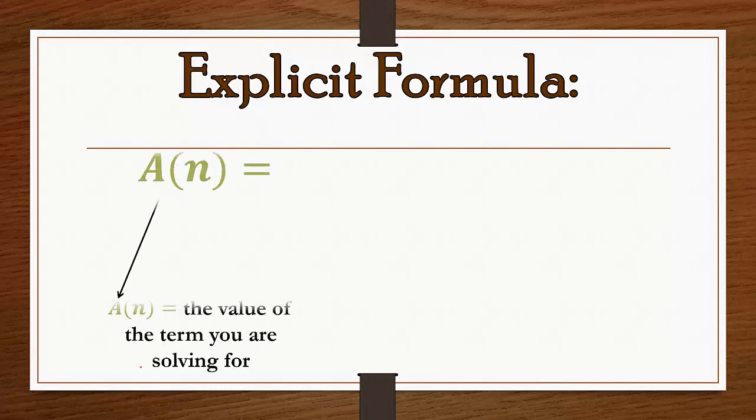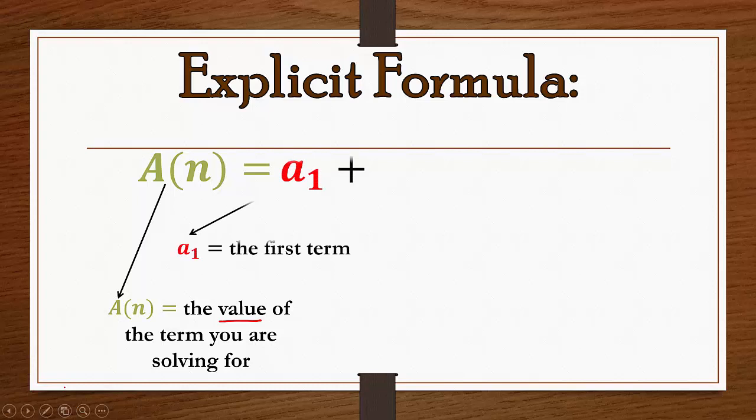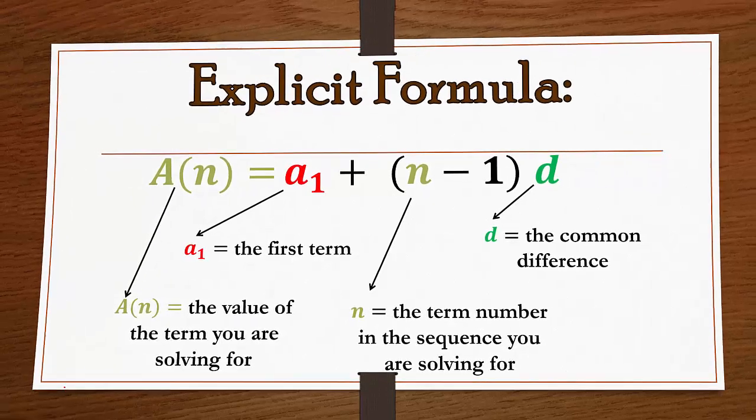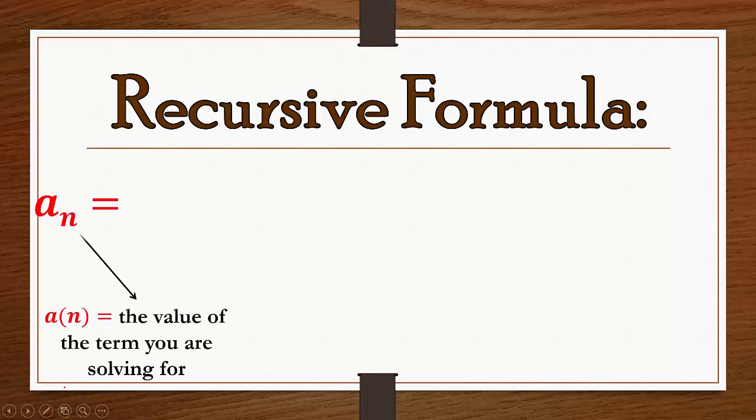All right, so let's start with the explicit formula. Once again, just to get it to stick, a sub n is the value. It's not the term number, it's the value of the term you are solving for. a sub 1 is the first term, n minus 1, where n is the term number in the sequence you are solving for, and d is the common difference. Okay, I'm going to keep throwing that in there as long as it's part of these targets to get you to remember that.